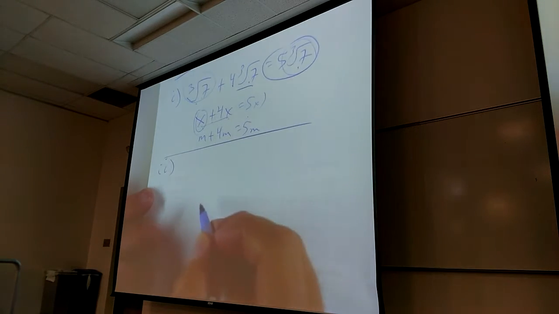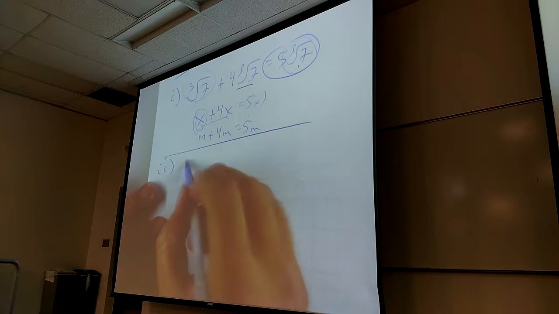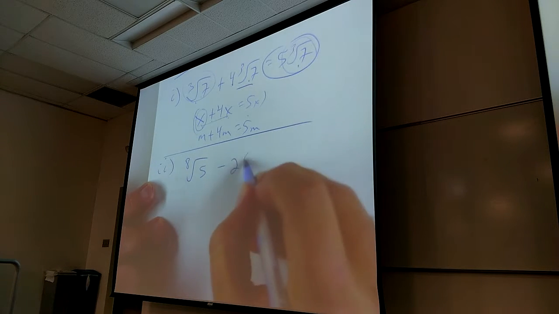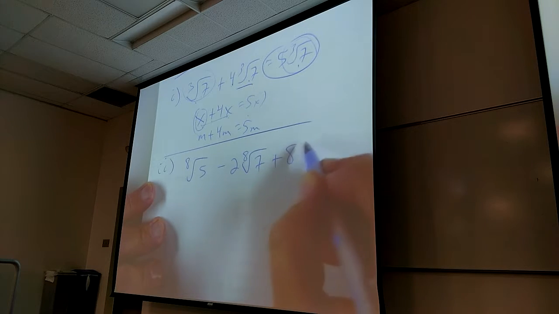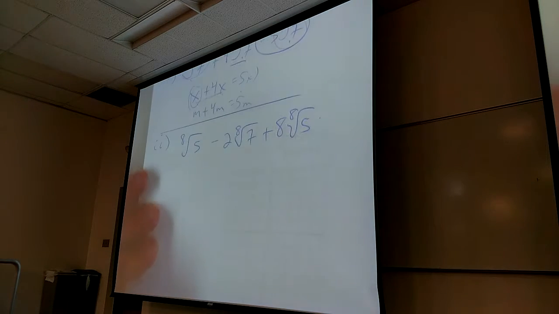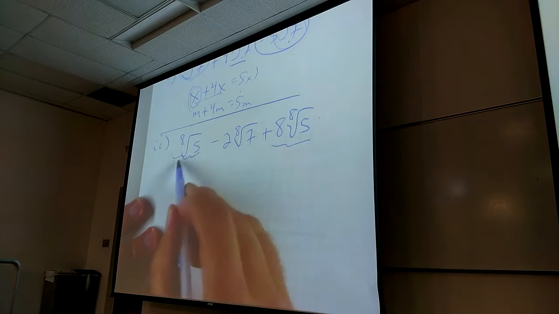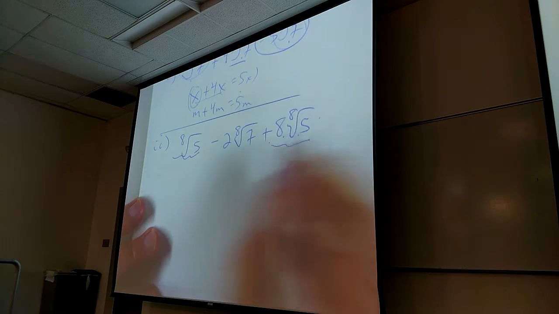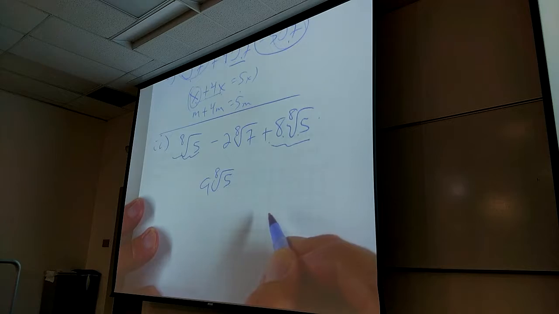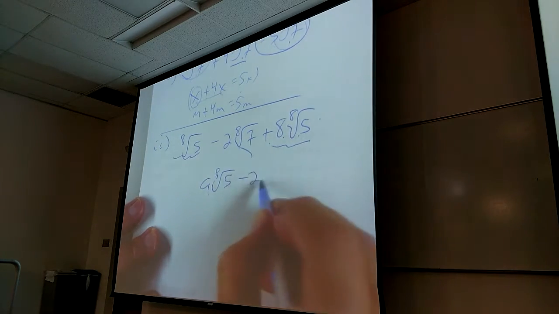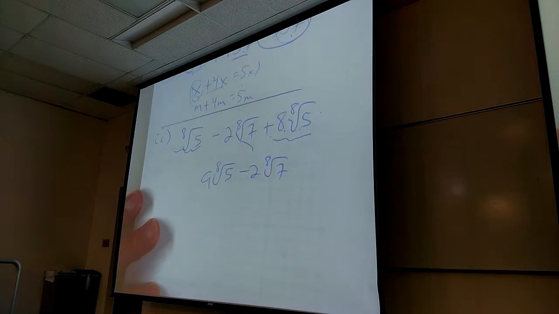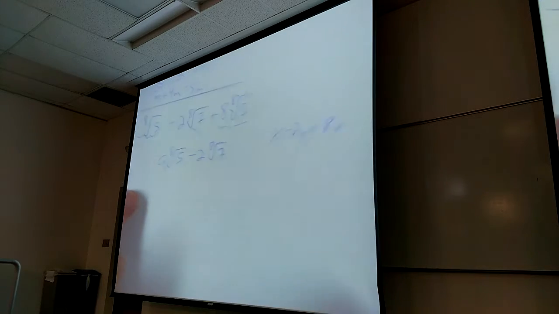So if I had, for example, the 8th root of 5 minus 2 8th root of 7 plus 8 8th root of 5. Where are your like terms? These are like terms. So I got one of them plus 8 more of them. 9 of them. Then negative 2, minus the thing that had nobody to go with. Poor little dude. Same as always. This is just like x minus 2y plus 8x. It's exactly the same problem.